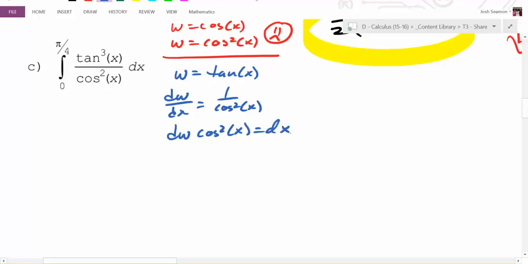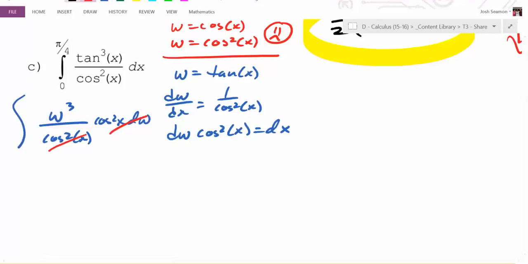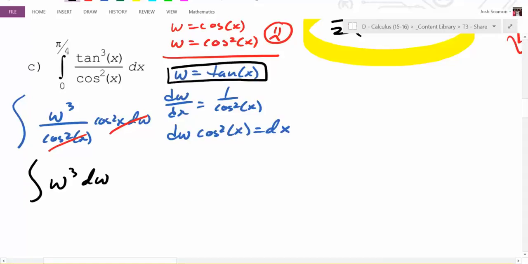And hey, look, you can now substitute directly. You get w what? Cubed over cosine squared x times what? Cosine squared x dx, or dw, sorry. What cancels? The cosine. So at this point you have this right here, right? Let's turn it into w. What does w equal? Tangent x. So what's w of 0? That's tangent of 0. What is tangent of 0? 0. So that's still 0.